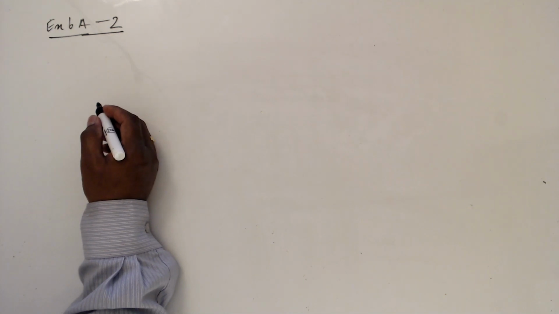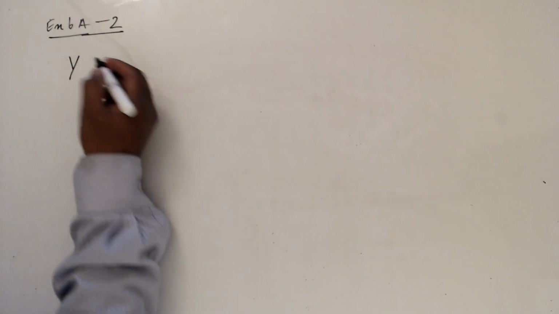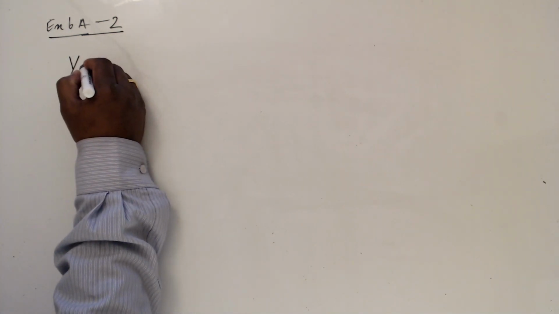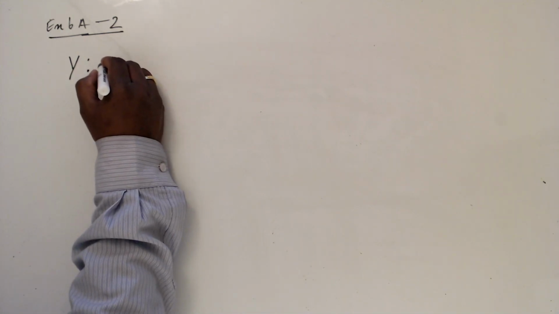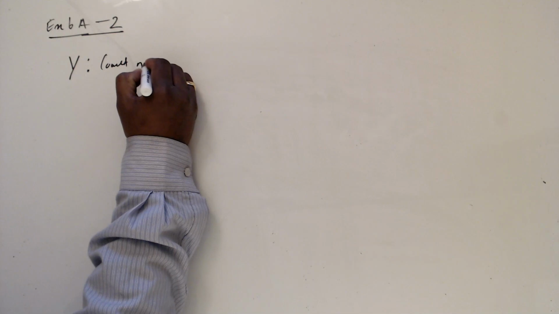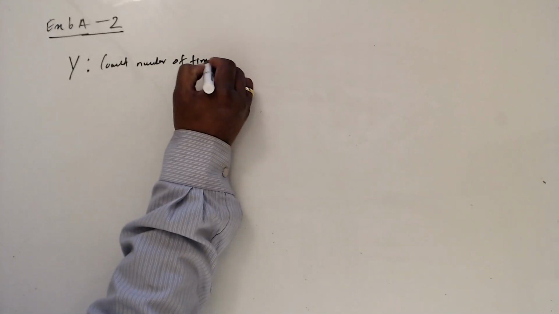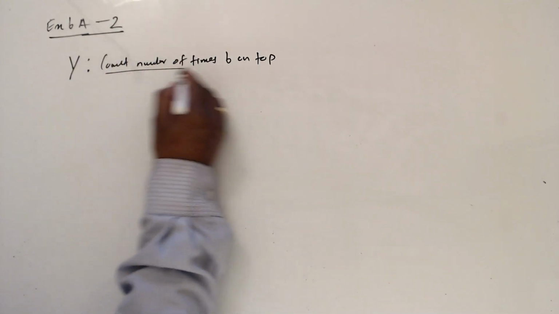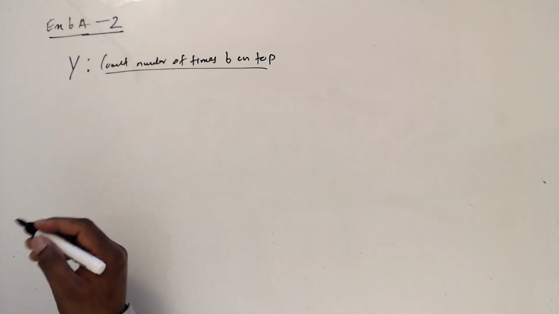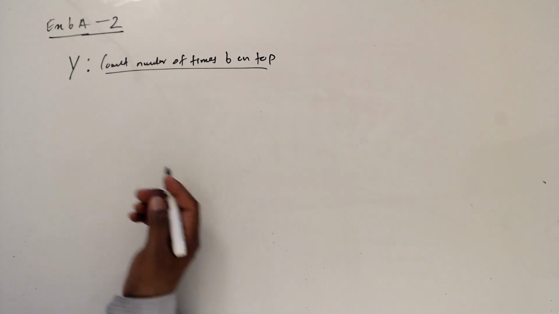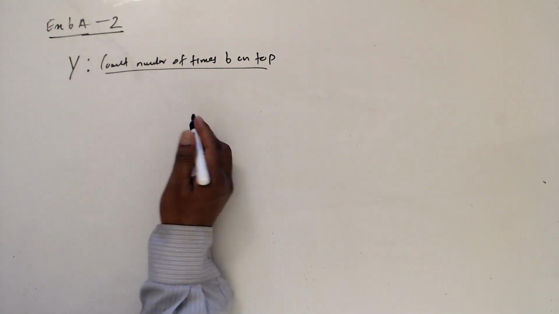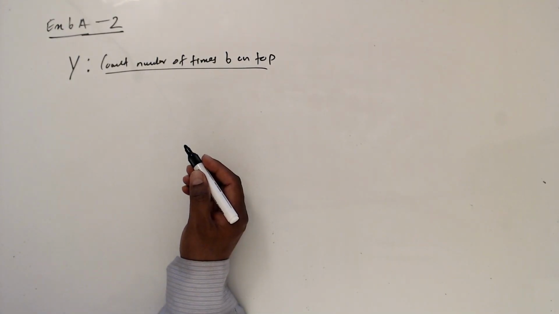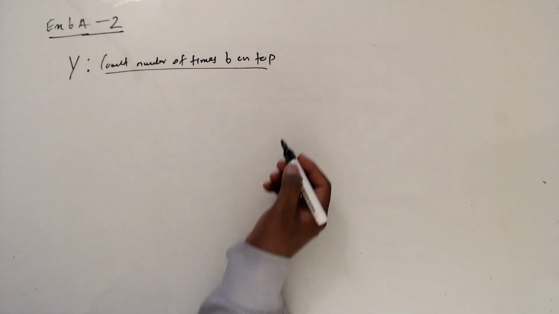Question number 2. A fair dice is thrown 4 times and the number of times it falls with 6 on the top is y. So that's the variable y. The task of this variable is to count the number of times 6 is on top when we toss 4 times.